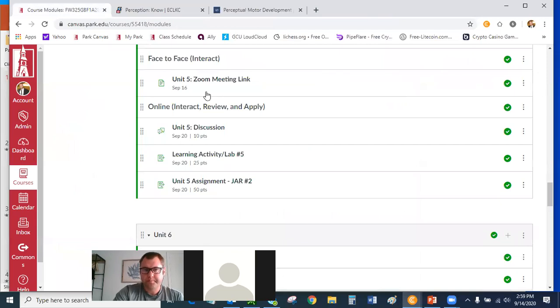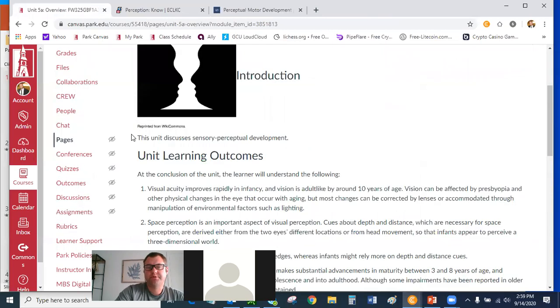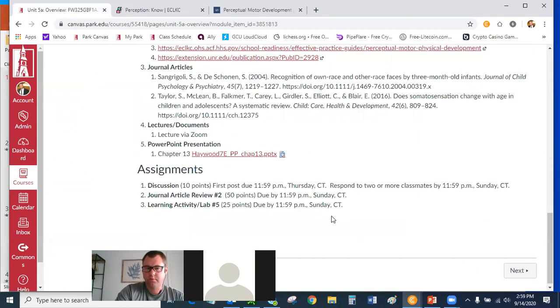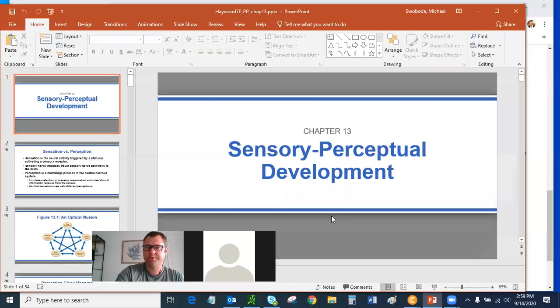All right. So for today, we are doing chapter 13. And with chapter 13, this is sensory perceptual development. Any idea what this means?